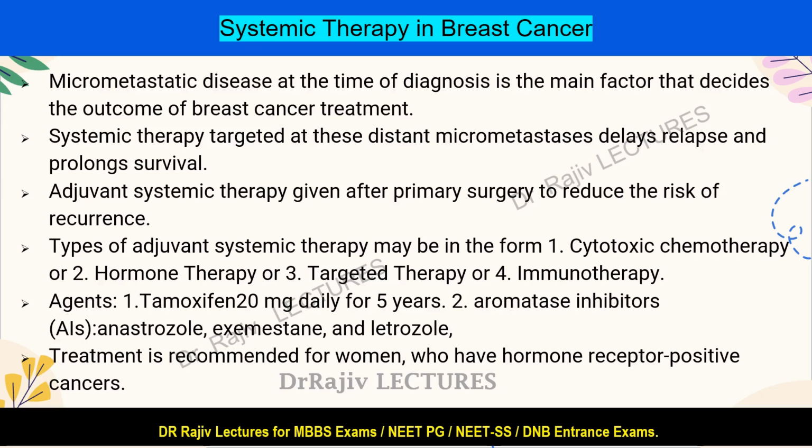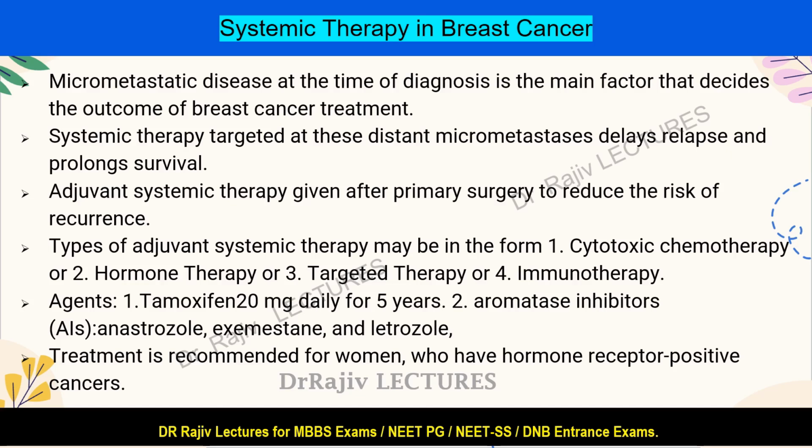The understanding of the biological nature of carcinoma of the breast has revolutionized breast cancer treatment over the last 25 years. It is now clear that the extent of micrometastatic disease at the time of diagnosis is the main factor that determines the outcome of breast cancer treatment. Loco-regional surgical or radiation therapy may influence the local relapse but does not handle the distant micrometastatic disease. Hence, it does not alter the long-term mortality from the disease. It is the systemic therapy targeted at these distant micrometastases that might be able to delay the relapse and prolong survival.